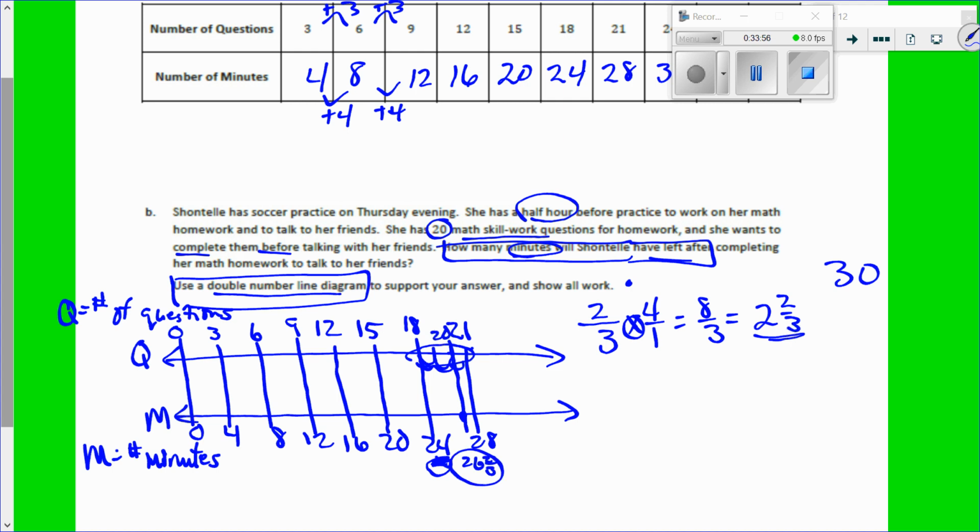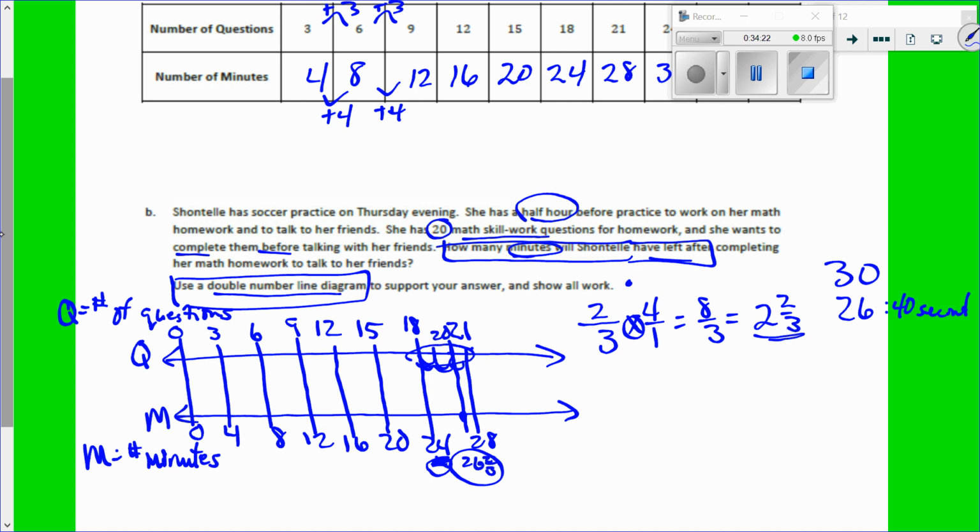26 2/3 minutes. Actually, I love Ayana already did the transition for us. 26 2/3 minutes is how many seconds? 40 seconds. So it's going to take her 26 minutes and 40 seconds. So how much time is she going to have left? 3 minutes and 20 seconds.